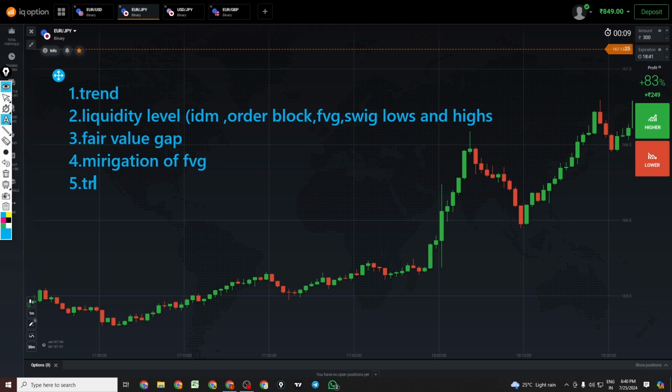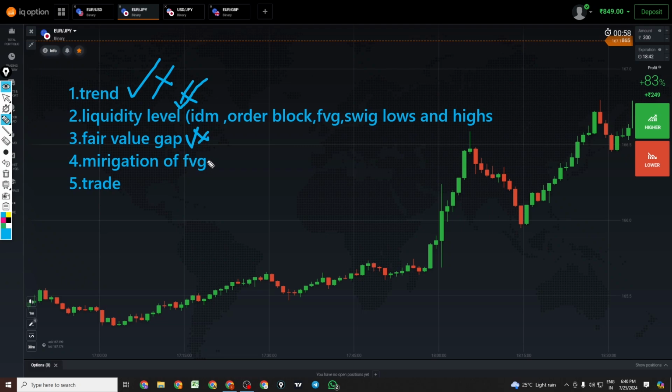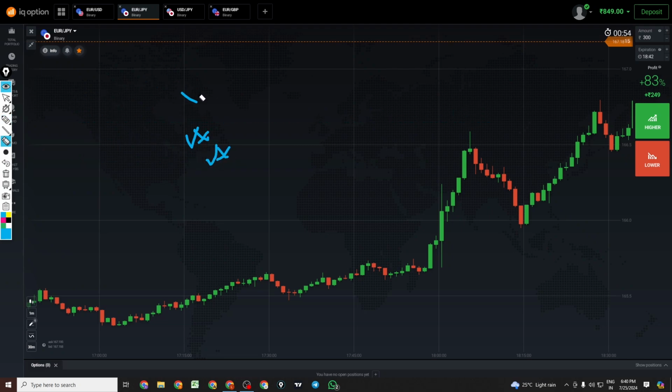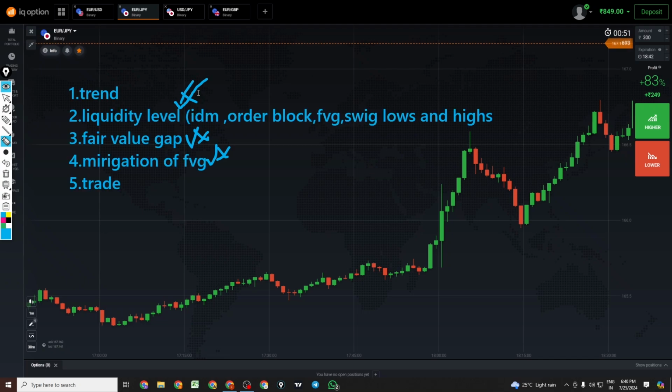So you have to follow all these rules. If you don't find the trend, no trade. If you're not finding any liquidity, no trade. No fair value gap, no trade. No mitigation, no trade. If you have rules like this, you know where to live, where to trade. Everyone knows where to trade but doesn't know where to live. That is very important in the market.